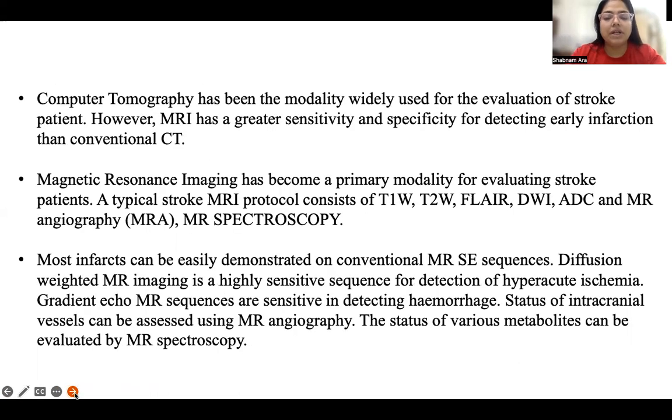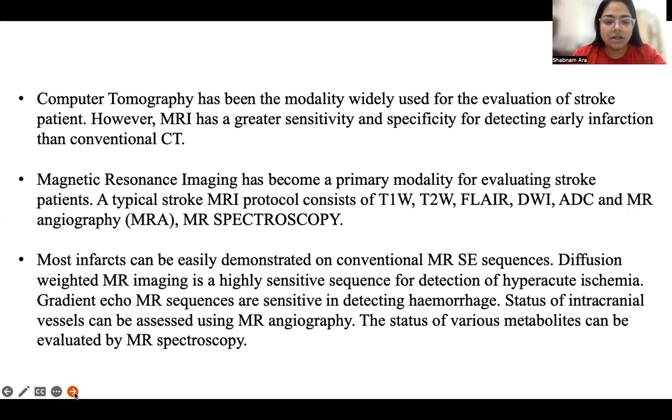CT has been the modality widely used in evaluating stroke. However, MR has greater sensitivity and specificity for detecting early infarction than conventional CT. MR has become the primary modality for evaluating stroke patients. A typical stroke MR protocol consists of T1, T2, FLAIR, DWI, ADC, MR angiography, and MR spectroscopy. Most infarcts can be demonstrated in conventional MR sequences.